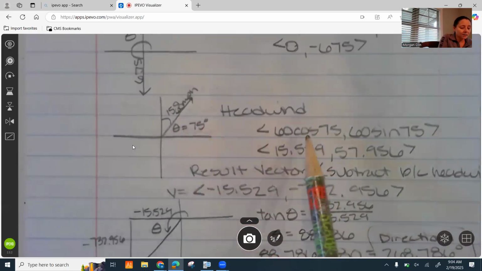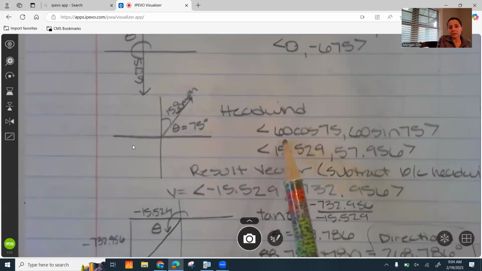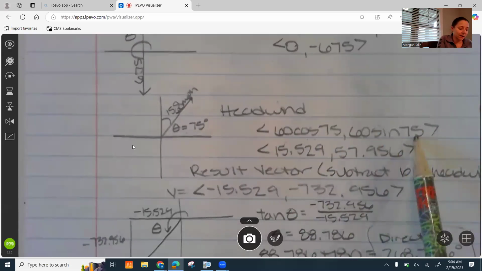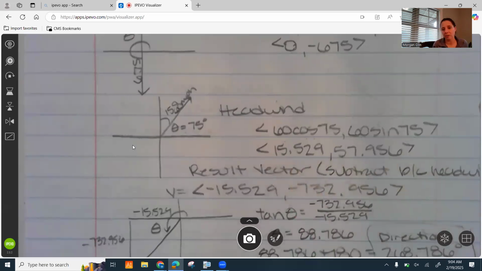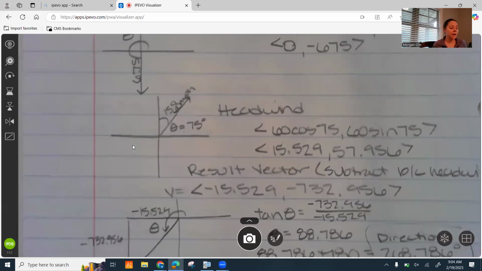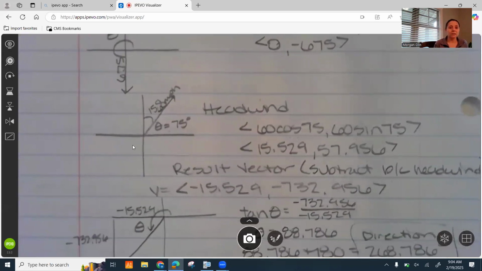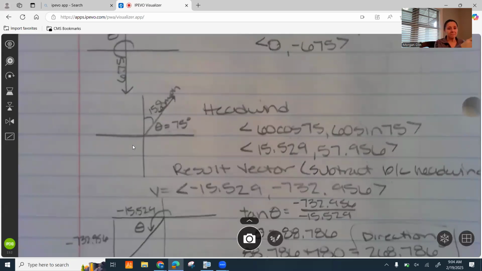Okay, so to find the vector of the headwind, it's 60 times the cosine of 75, 60 times the sine of 75. And when I do that, that's what pops out. Because it's a headwind, I've got one going south and one going this way, it's pulling against it. So the resulting vector, what we'll do is subtract because it's a headwind. And when I subtract these, I get this as my answer.